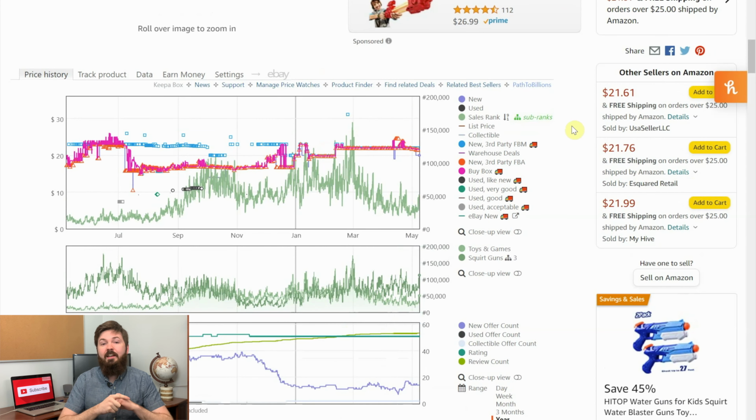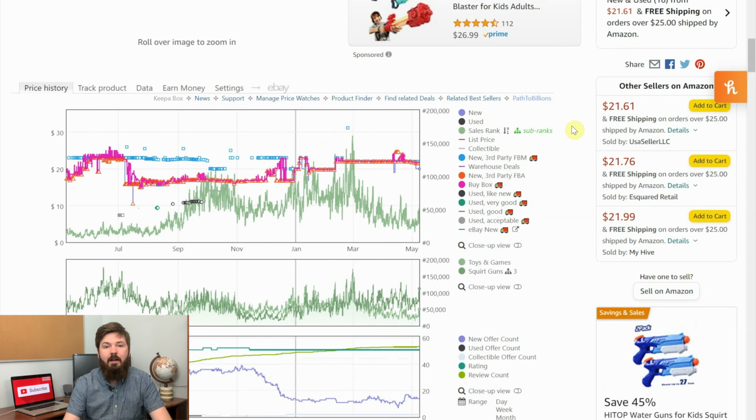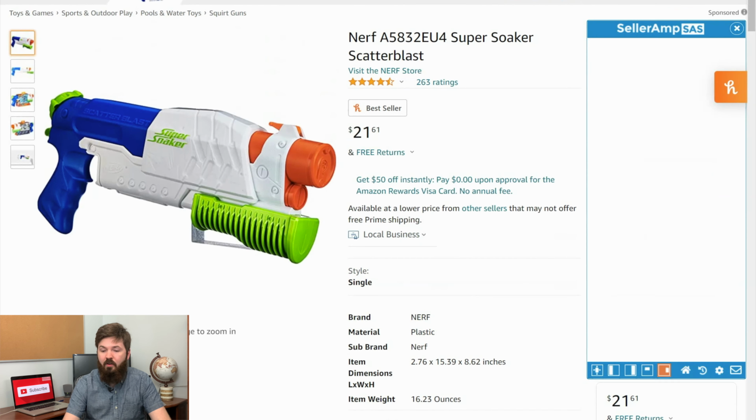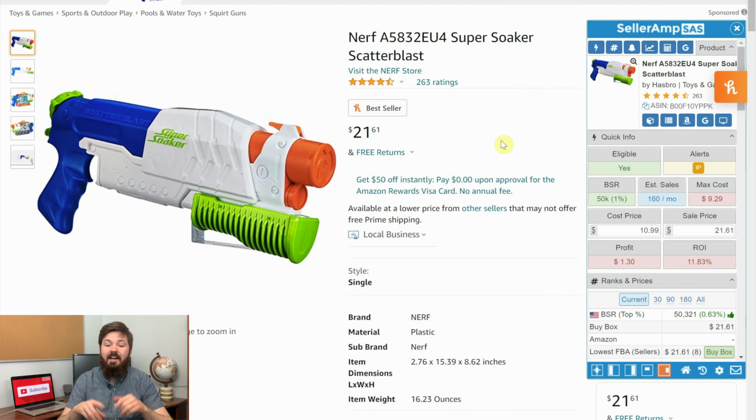So now that we looked at the Keepa Graph for this item, let's go look at Celery Amp to see how we could use that to find profitable products. Scroll up here and then I'll open it real quick. So over here on the right hand side of the Amazon listing page, you can see the new software. You can see it provides a ton of information that we could use to narrow down our searches. It has the name of the item, it has the picture of the item, it has what category it's in, it has the ASIN.